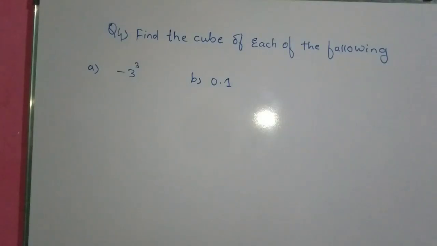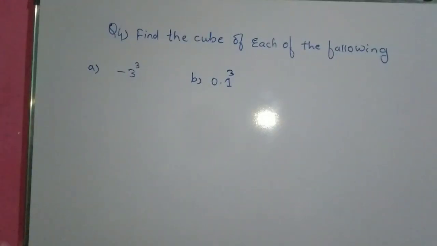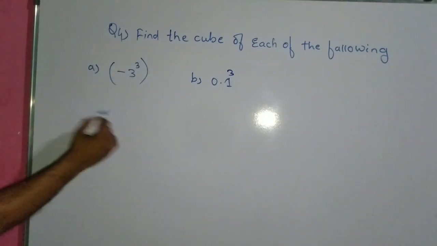So our question number 4, find the cube of each of the following. We have to find the cube of the given numbers. So the first number is -3. So I'll write the cube.